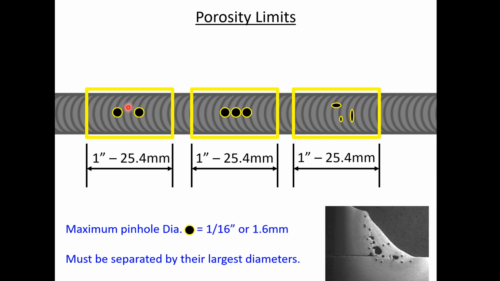I want you to understand some of the key points, because one of the most important elements inside of almost everybody's porosity limits is understanding how much porosity there is inside of an inch, or 25.4 millimeters, and they'll give these different distances.